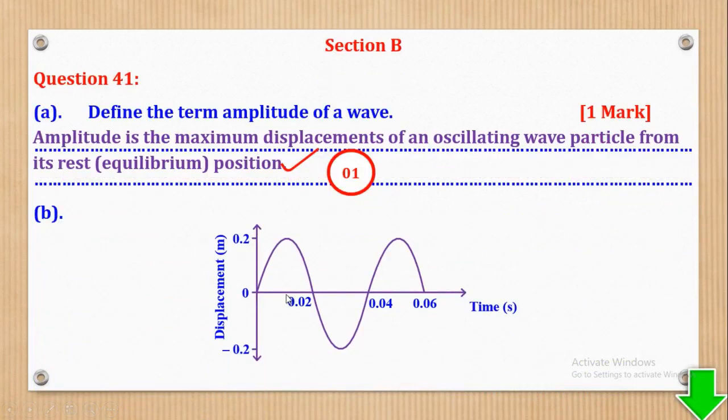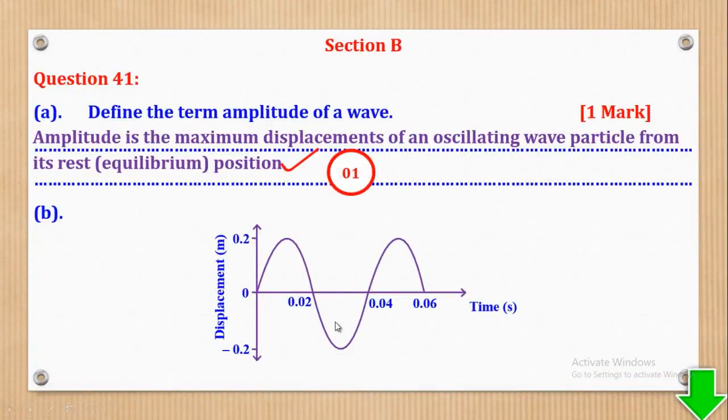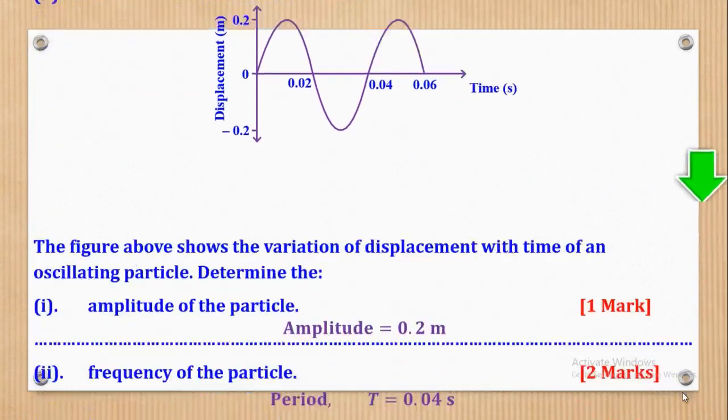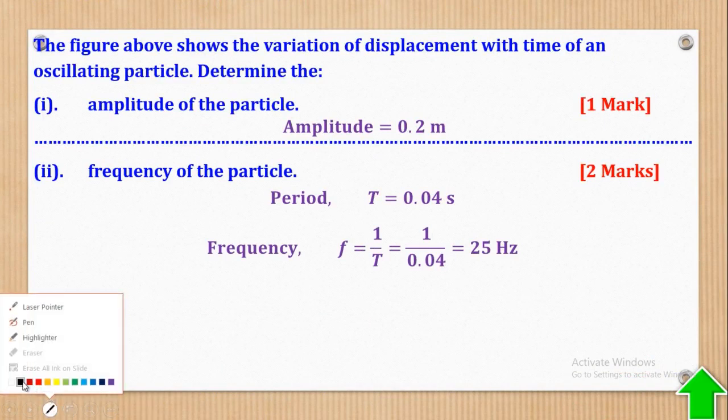So the amplitude is from here up to here, so the maximum displacement is 0.2. Therefore you come here and say that amplitude is equal to 0.2 meters. Then frequency, for frequency you have to first know the period. Now period is one complete oscillation from here up to here, and that time is 0.04 seconds. Then from there we shall know that frequency is the reciprocal of period, which is 1 over 0.04 to give you 25 Hz.